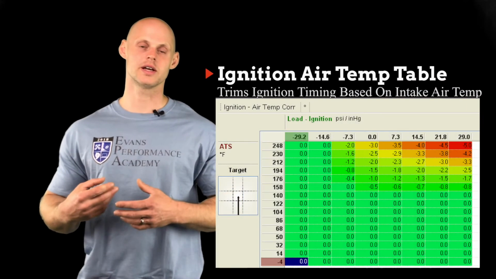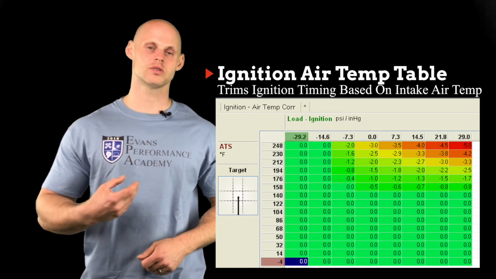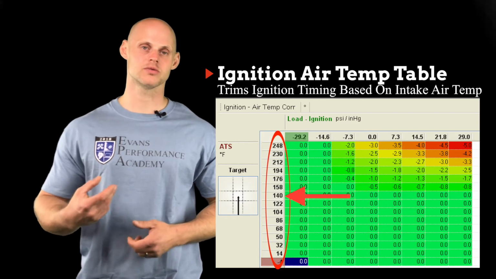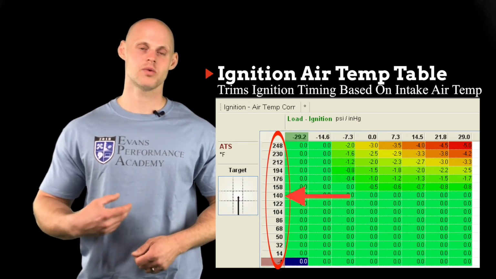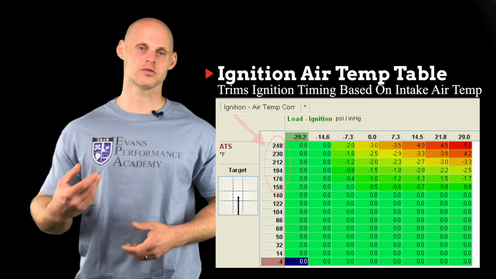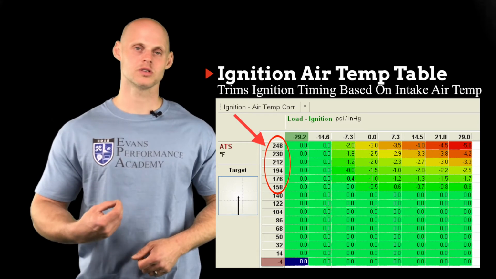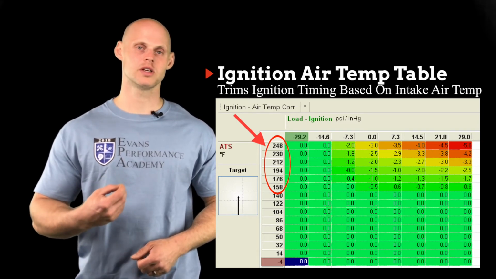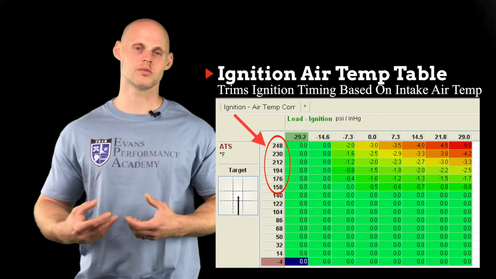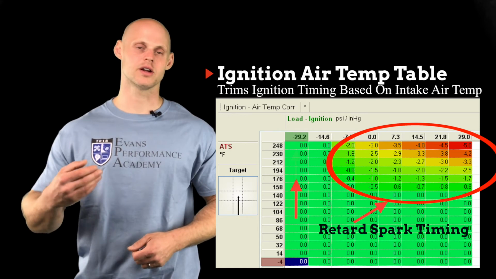So let's next look at our ignition air temp correction map. This is going to allow us to alter our spark timing based on our intake air temp sensor reading. If we have a very hot inlet air temperature or intake air temp sensor reading, we're going to need to reduce our spark timing because we're going to have a more likelihood of pre-ignition and knock occurring. So we're going to utilize this table and we're going to be able to pull spark timing out as our air temp gets hotter and hotter.